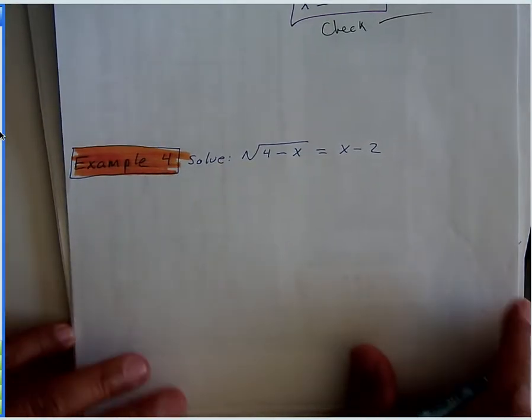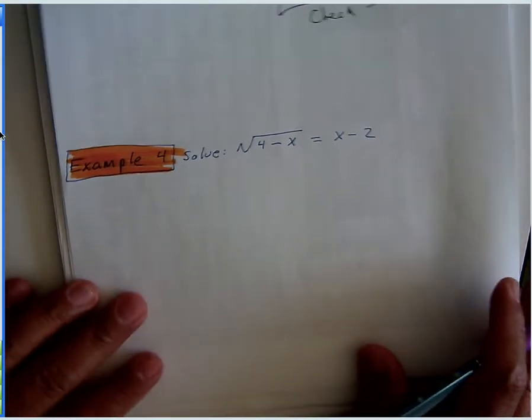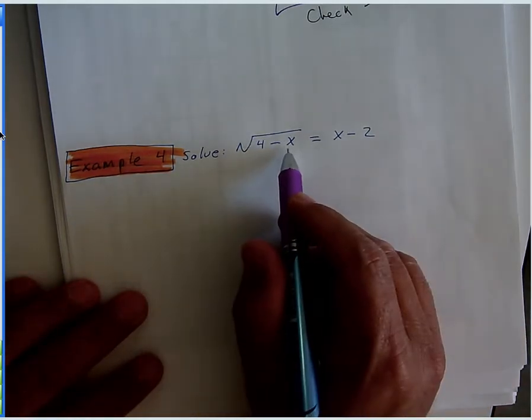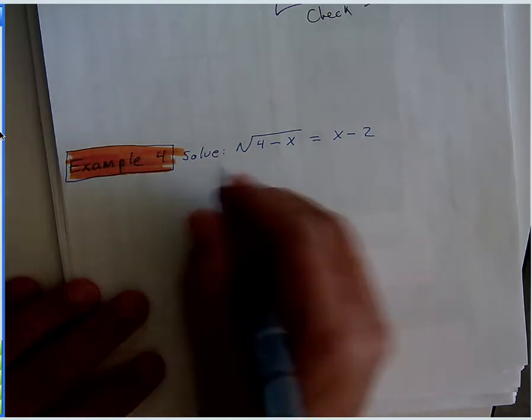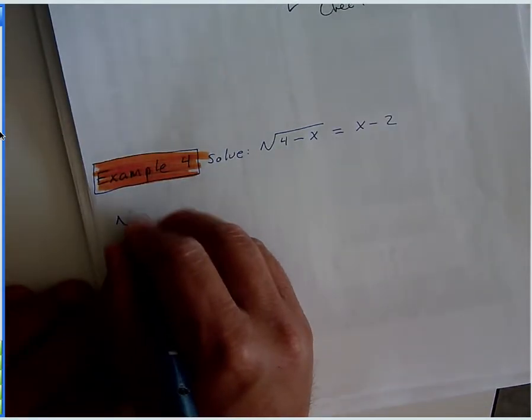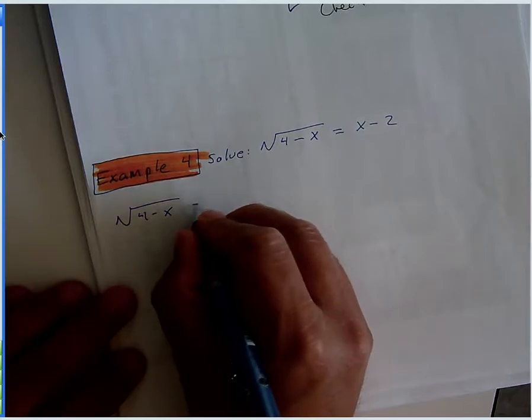Number 4. So number 4 is the same thing, except now we have a binomial on this side. So I'm going to start from this corner. Okay, this is long.